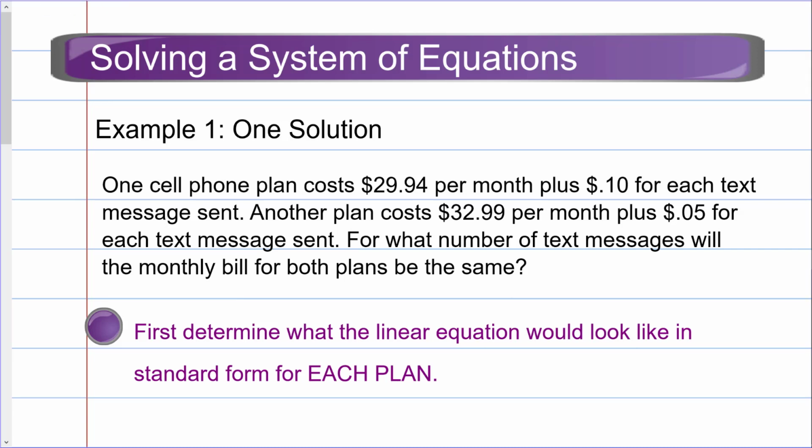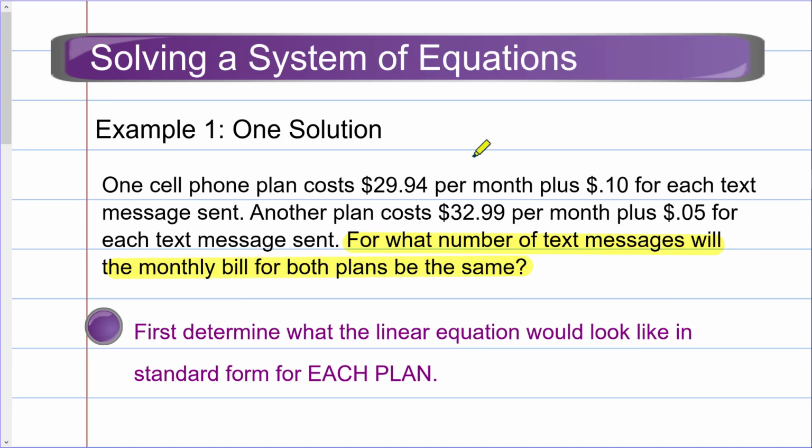Okay, in this video, I'm going to show you how to solve a system of equations and what it will look like when there is one solution. So here's our situation. One cell phone plan costs $29.94 per month plus 10 cents for each text message sent. Another plan costs $32.99 per month plus 5 cents for each text message sent. And the question is, for what amount of text messages will each plan be the same?